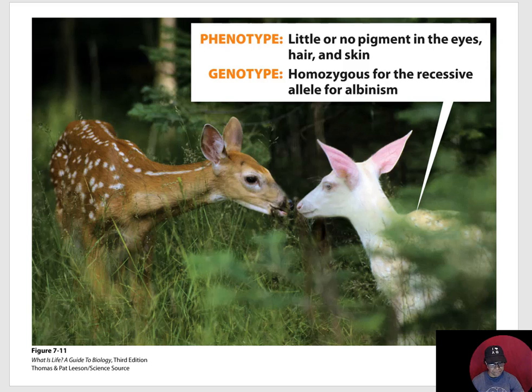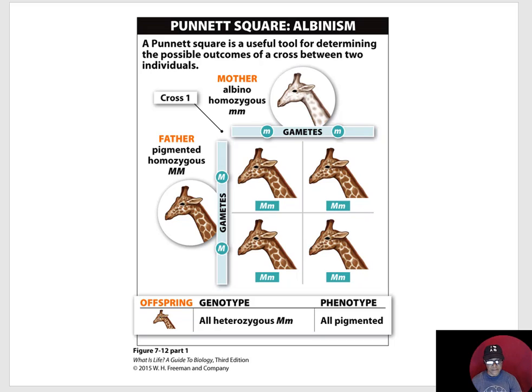Okay. All right, so we have something called the Punnett square, and Punnett squares help us to understand the percentages, the probability of different offspring if we breed two different individuals. So the Punnett square can help us go from the genotype to the phenotype and understand what that is. So here is the Punnett square. It's a very useful tool for determining the possible outcome of a cross between two individuals.